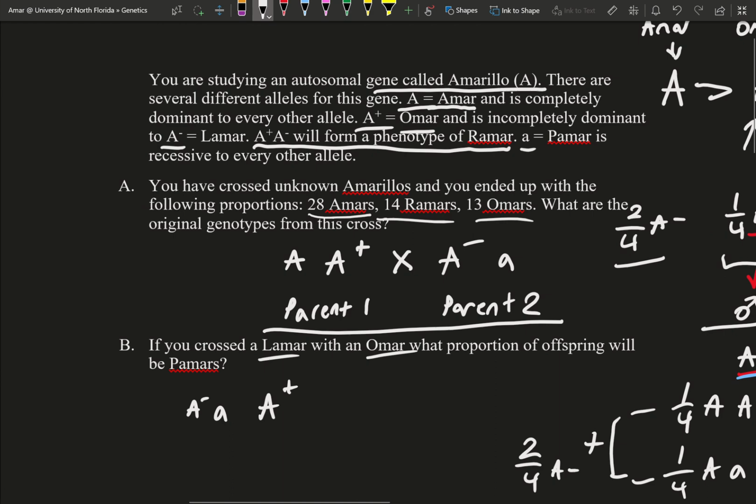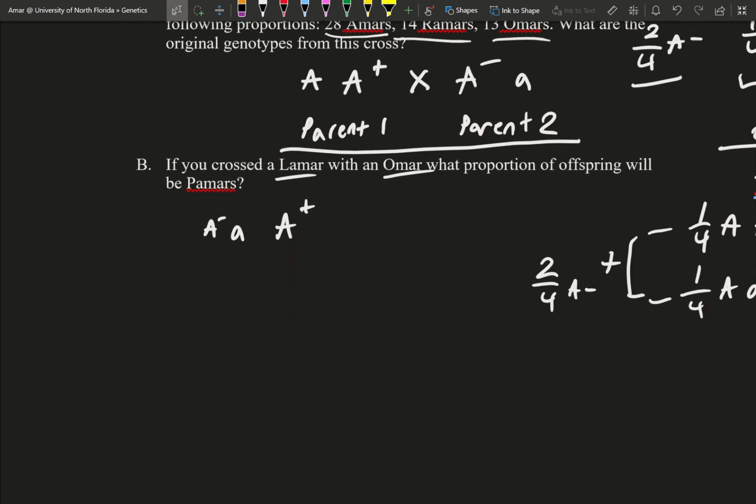So we're going to say in this situation, big A minus crossed with that big A plus, little a. So then what you're going to end up with here is 1/4 of your offspring will be little a, little a. So hopefully that all made sense.